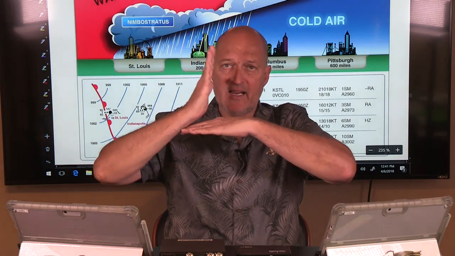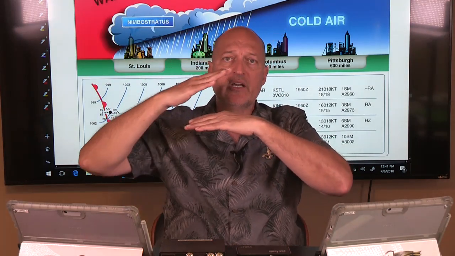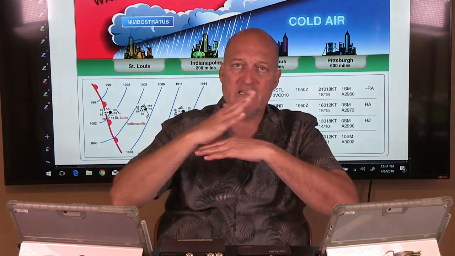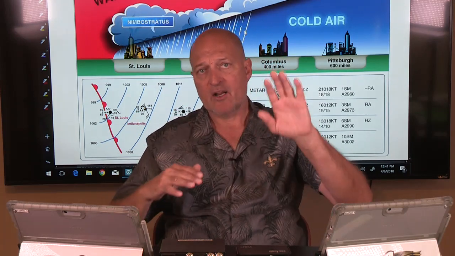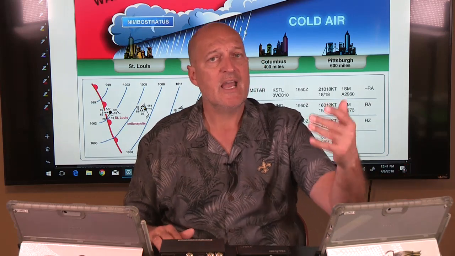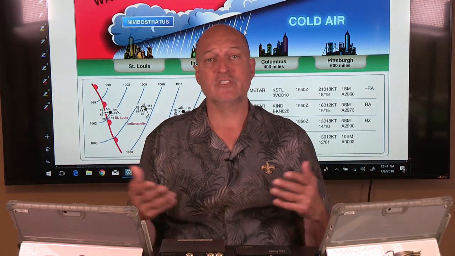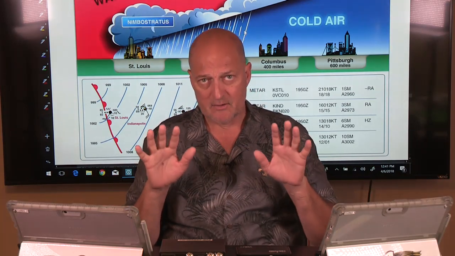Keep in mind that as it moves like this, the boundary that precedes it, at a higher altitude, precedes the actual warm front moving through on the ground and goes way out ahead of it. You can see the difference between St. Louis and Pittsburgh. It's a pretty large geographic area, about 600 miles away. So that's how that looks.